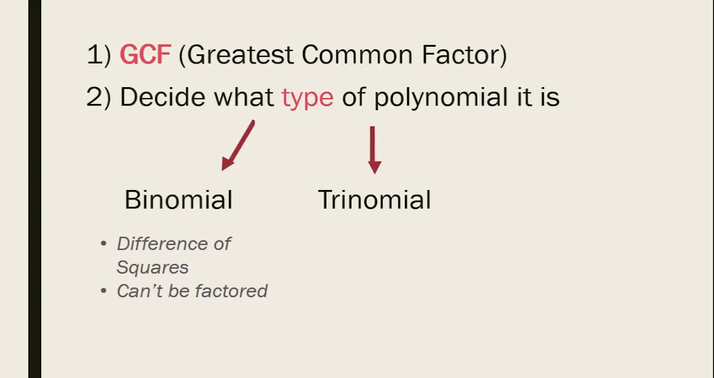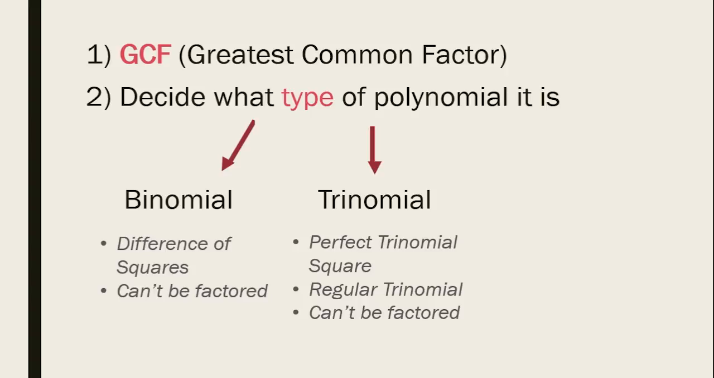So what types of examples do we have with those? We have our perfect trinomial square, we have our regular trinomial, and we have our trinomials that cannot be factored. Okay, so let's take a look at our first example, which consists of our perfect trinomial square.